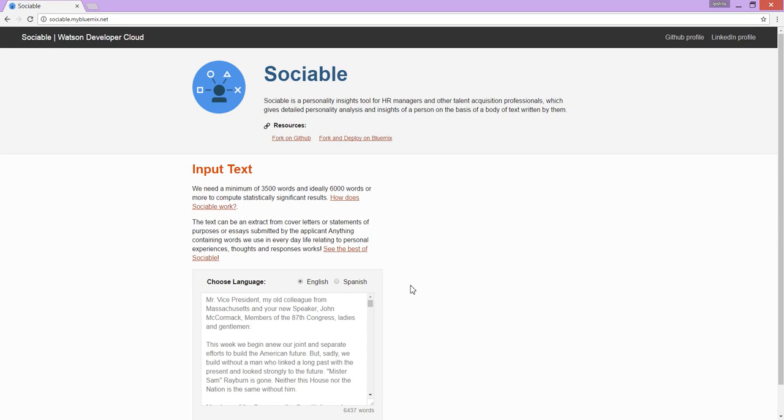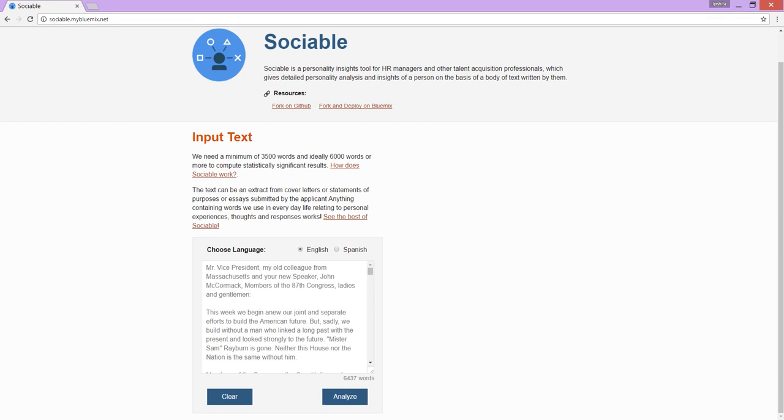This is where Sociable comes in. Sociable is a tool which provides detailed personality insights on the basis of a body of original text submitted by the individual. This is based on the Personality Insights service on the Watson Developer Cloud by IBM. The analysis is represented in three forms, which I will now demonstrate here.